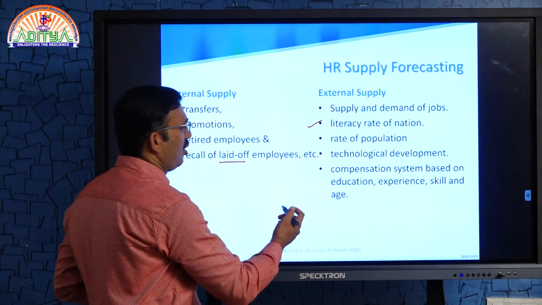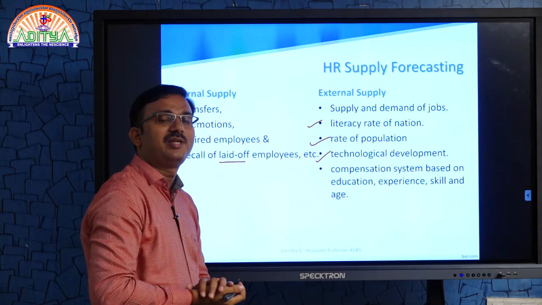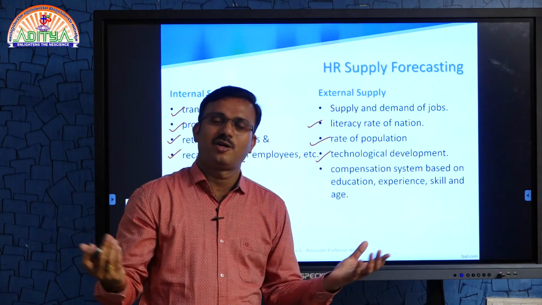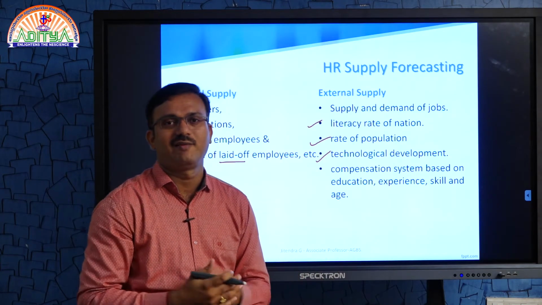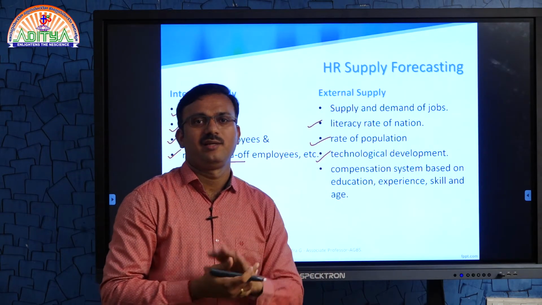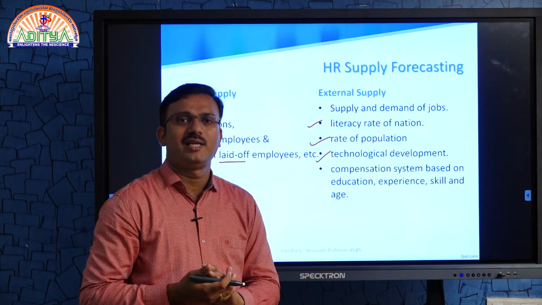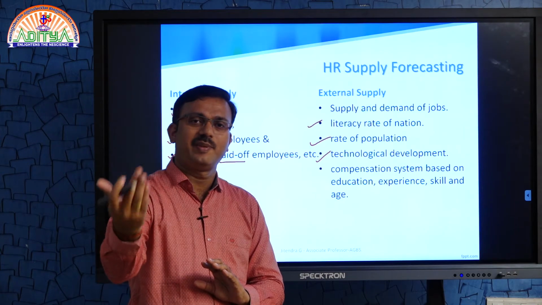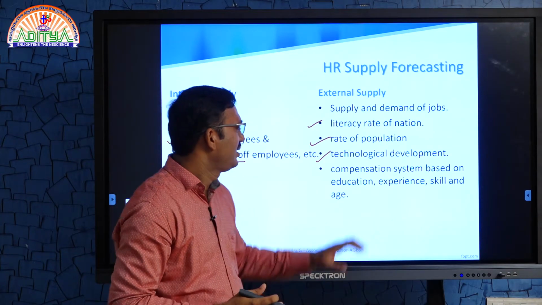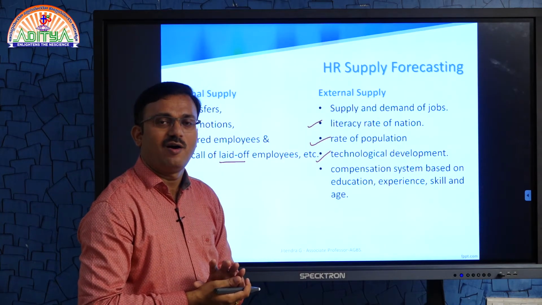And next, the technological development, the rate of population in the country, and even the compensation system. For example, if the compensation in our company is good, automatically people will come and work in our company. And if the company is not giving as per the industry rate, definitely people will leave the organization, and outside people also will not show interest to work in our company. Likewise, various sorts of external factors also affect the supply of human resources.